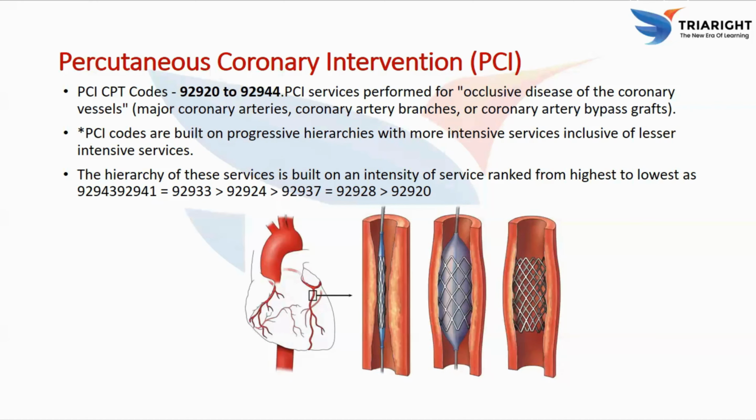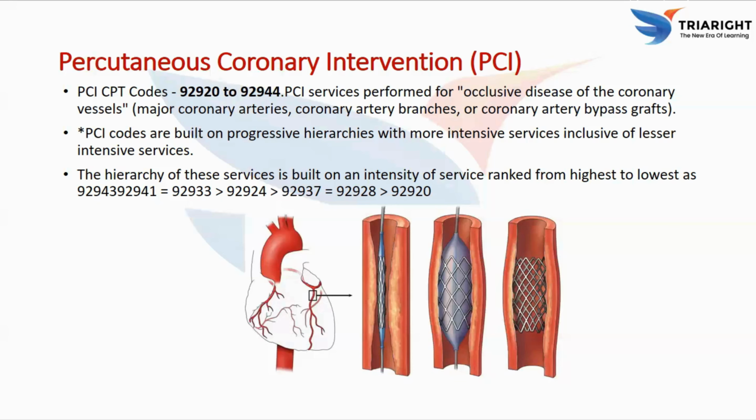So what are the types of PCI procedures? Balloon angioplasty, stent placement, atherectomy, and combination procedures. PCI codes always follow a hierarchy. More complex procedures include the simpler ones, so you cannot separately code a simpler procedure if a higher one is done. So what is the golden rule for coding PCI? Code only the highest level intervention per vessel.